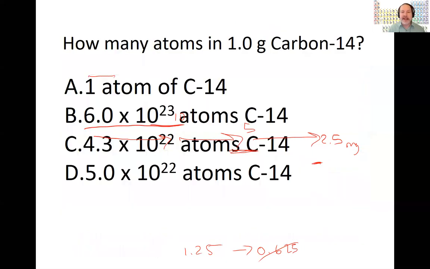Here's a question for you. How many atoms are in 1 gram of carbon-14? Think about how you would do this problem. All right, you can pause the video and come back. Assuming you paused the video and thought about it, now you have a calculation. What did you come up with?